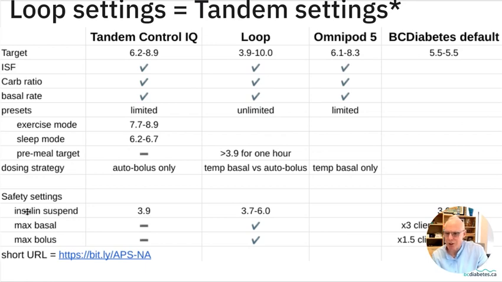Loop also has some additional safety settings. Insulin can be suspended anywhere in the range of 3.7 to 6. It's 3.9 in Tandem. And in Loop, there's a setting for max basal, which we typically set at 3 times the patient's highest regular basal rate, and then max bolus, which we set at 1.5 times what the patient might give for their largest bolus for a large carb meal. For more on settings and comparing various pump systems, go to this short URL shown here.